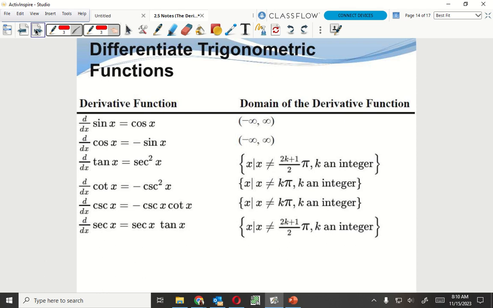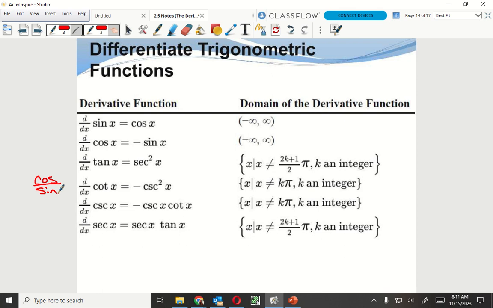cotangent, what is cotangent supposed to be in the first place? What over what? Sine over cosine? Cotangent is cosine over sine, because tangent is sine over cosine. So cotangent, I flipped it over, it's cosine over sine. That's one way to actually do it. So I could do the quotient rule to get that one.